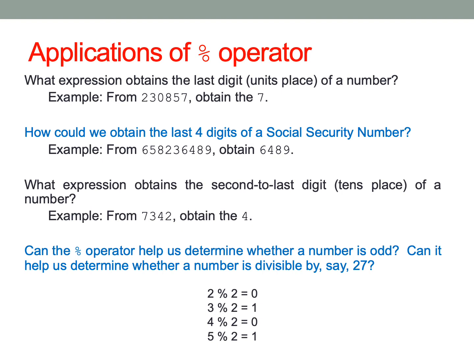You can test it out to see if it's true by looking at this example. If we have 2 modulus 2, it gives us 0. 3 modulus 2 gives us 1. 4 modulus 2 gives us 0. And 5 modulus 2 gives us 1. So we can see the pattern here to determine whether numbers are even or odd based on the remainder that it gives.